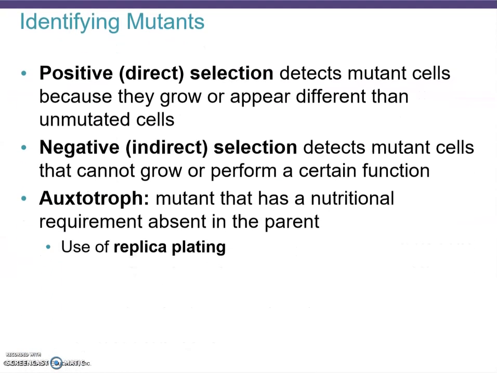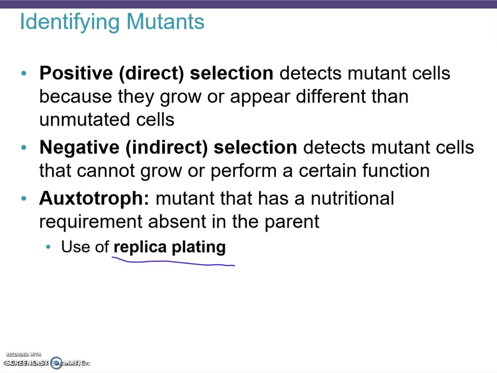Now, there are different ways you can identify mutagens. And here are some tests; briefly, we're going to talk about how you would be able to identify whether a substance is a mutagen or not. You can do positive or direct selection, which detects mutant cells because they grow or appear different than unmutated cells. You can do negative or indirect selection, which detects mutant cells that cannot grow or perform a certain function. And then you can select for auxotrophs. These are mutants that have a nutritional requirement that's absent in the parent, and so you can use what's called replica plating for doing that.